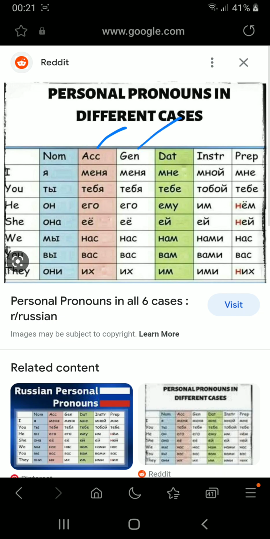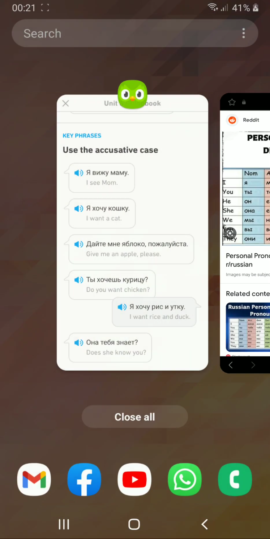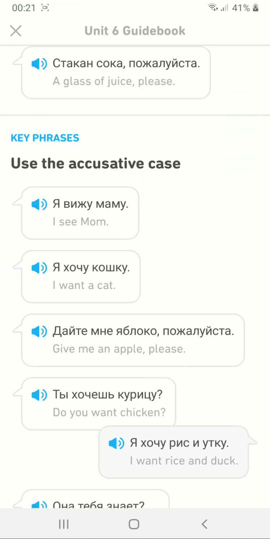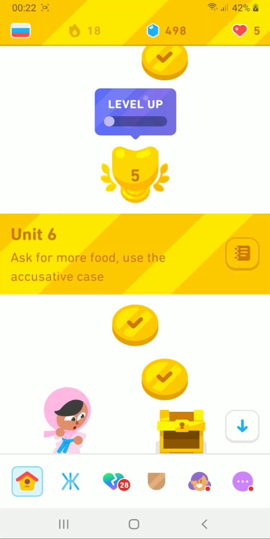But we know that the genitive is like of something, like this is a cup of rice, this is a glass of juice, сока, not сок. Yes, we can confirm that it's in genitive form, but the accusative would be more like when you are the object. She knows whom? Who does she know? She knows whom. So then it's тебя.